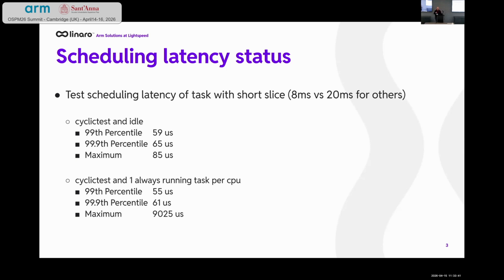When cyclictest is idle, the results are pretty good, of course. That just gives us the basic things. I have removed the average, the median and the other values because they remain pretty okay. It's really about the extreme values. When I run cyclictest with one always-running task per CPU, the results are also pretty good. The maximum starts to be large, 9 milliseconds. It's around the 8 millisecond slice, so we'll come back to that later. But you can see that at some point we haven't been able to be scheduled before other tasks, and we have to wait for the full slice.